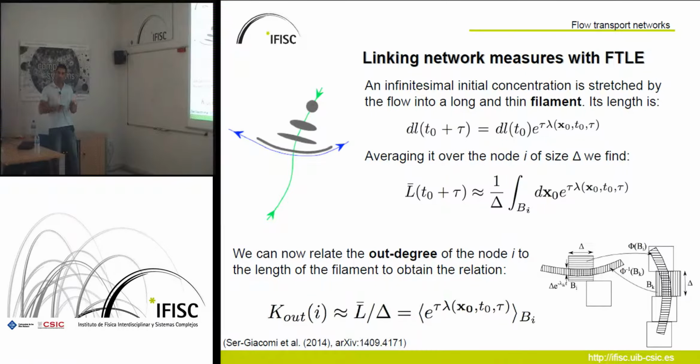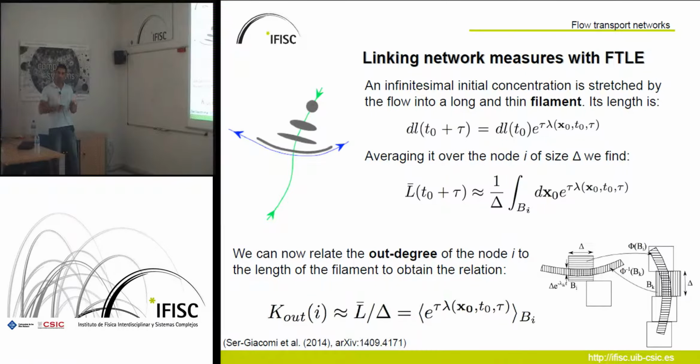The nice thing is that we can relate this length with the out degree of the node i. This is because the out degree of the node corresponds to the number of other boxes that are touched by the filament that originated in the box i. So the out degree will be proportional to the length of this filament divided by the typical linear size of each node. And this is the relation that we found, indeed.